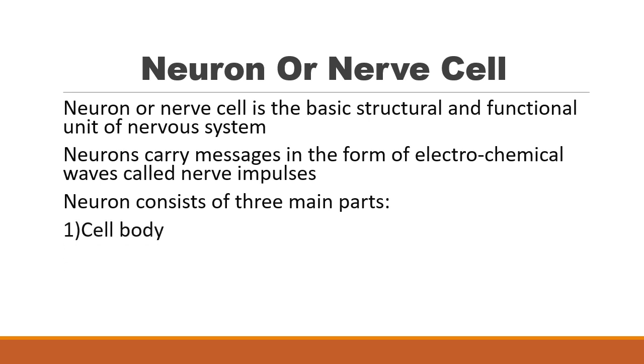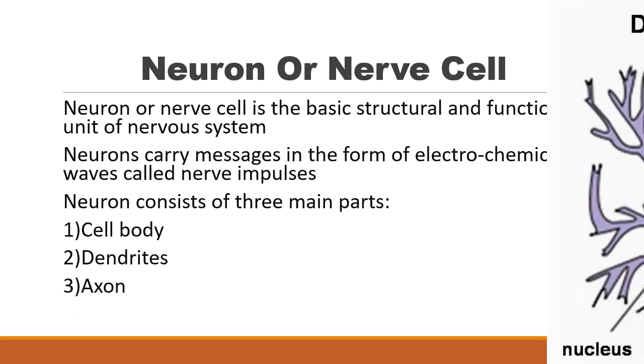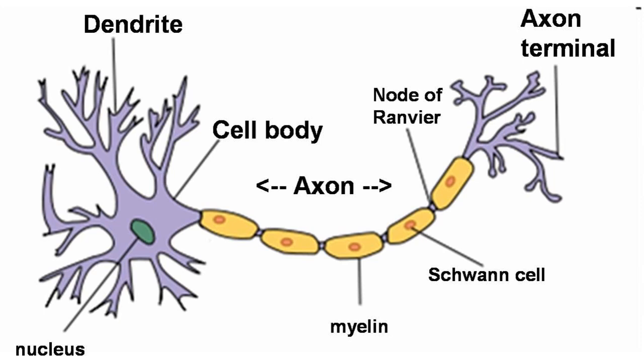Number one is the cell body, dendrites, and the last is the axon. Now you can see this figure. You can clearly see the cell body, which consists of the nucleus, and the cytoplasm is present inside it. Dendrites are present, and the axon.